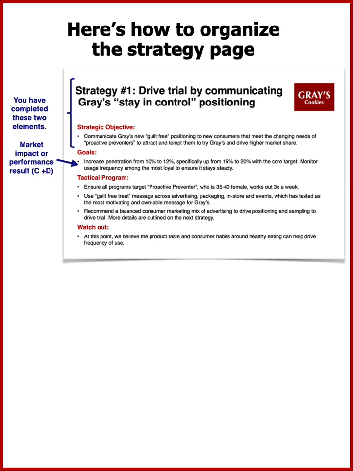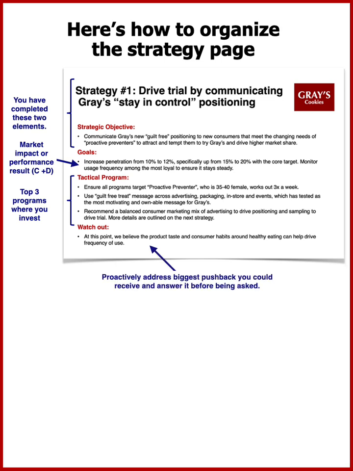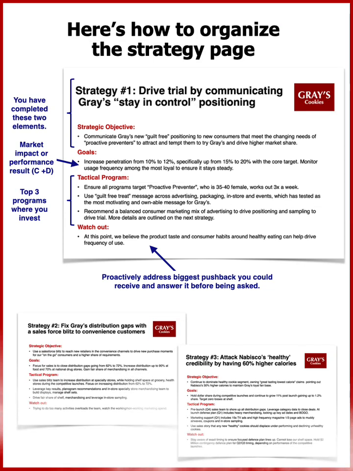We've already completed the first 2 with our strategic objective. The goals, I can look to C and D of our strategy as well, the market impact and performance results. I can brainstorm some tactics, programs where I will invest, and a watch out to make sure that I'm aware of any pushback I might have on this strategy or concern that we would raise. I would do 3 of these within a given brand plan.